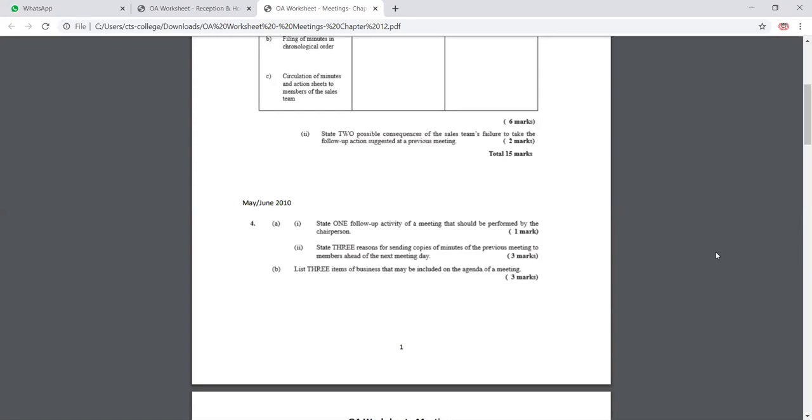What about time? Give me a full answer. The time that the meeting goes. So it could have the date and time of the next meeting. So that is one possible answer, yes. Date and time of the next meeting. That's one answer. What else is found on the agenda that is standard?